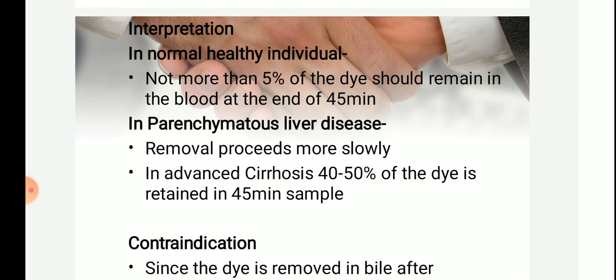Interpretation. In normal healthy individuals, how is it interpreted? Not more than 5% of the dye should remain in the blood at the end of 45 minutes. In parenchymatous liver diseases, removal proceeds more slowly. So in diffuse parenchymal liver disease, removal is slow. In advanced cirrhosis, 50% of the dye is retained in the 45-minute sample. So retention of 50% here.